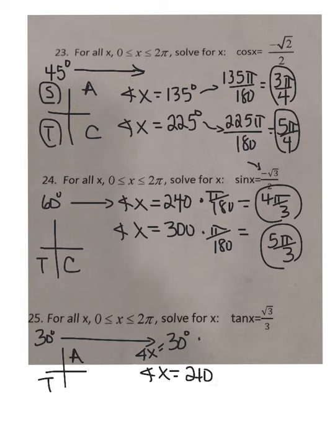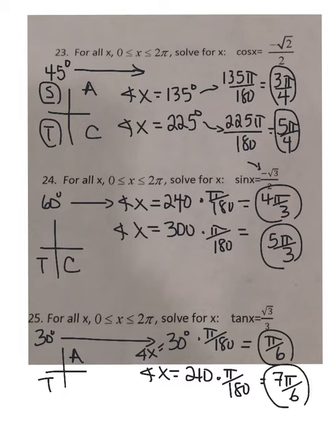Now we just need to multiply this by pi over 180, and this one by pi over 180. And let's see what we get. So we're going to have pi over 6, and here we are going to have 7 pi over 6.